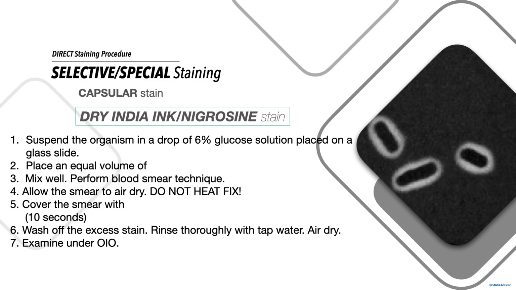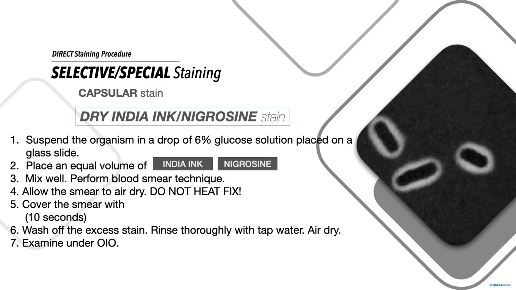So, yun. After putting a 6% glucose solution, we place an equal volume of the first stain, or actually this is the only stain, the India ink and nigrosin. And then once we do that, we mix them properly, and then we perform the blood smear. Okay, what is the blood smear technique, ma'am? It's a type of smearing technique wherein we put two slides together. Ang isa nasa 45-degree angle, and then we let it slide across the other slide. Okay, I hope this makes sense.